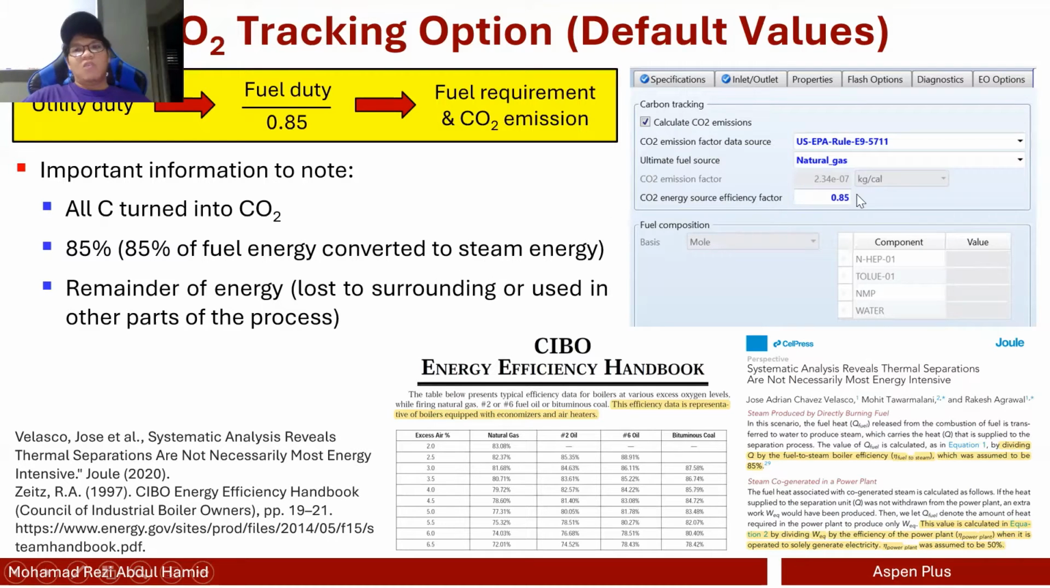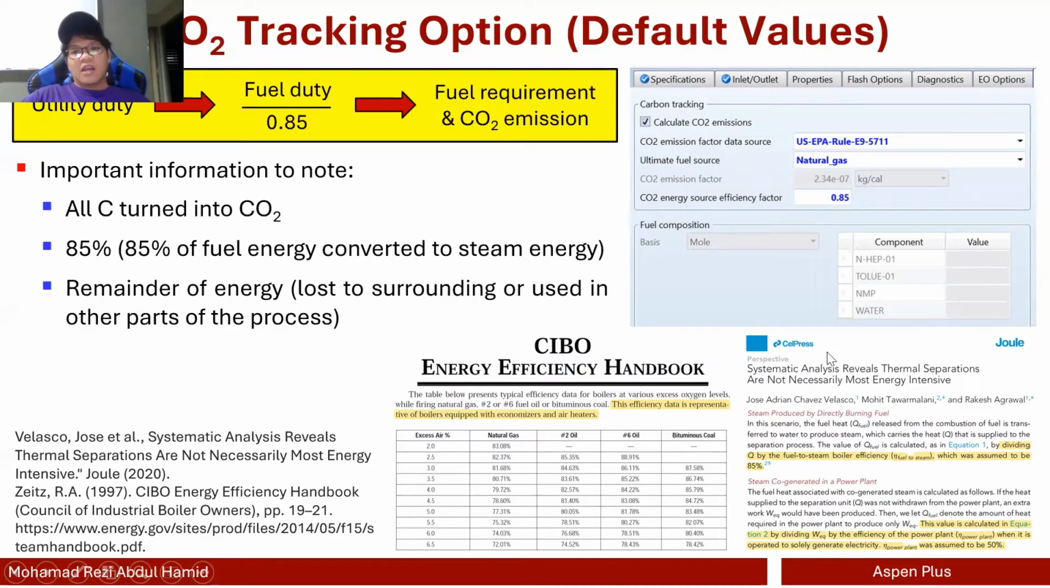Now, if you wonder why 0.85 or 85%, there are a lot of ways for you to know how they get these numbers. Number one, if you go to this boiler handbook, by the way, all of this refers to the boiler efficiencies, and most of the time they are around 80 to maybe close to 88%. So I think that's where they get the values.